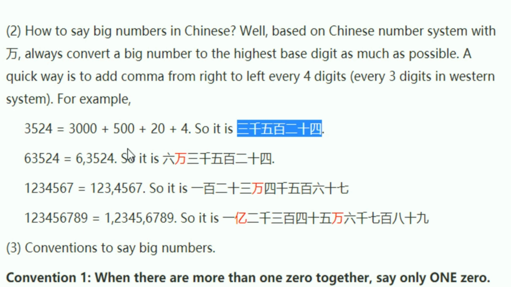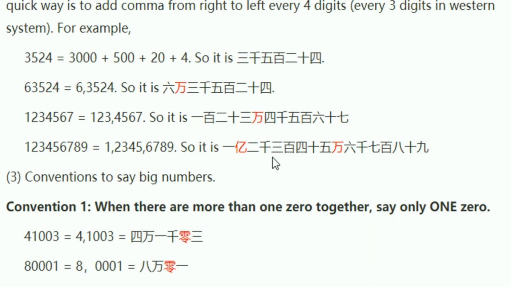But if you have more digits, a quick way to recognize the number is to count from right to left every 4 digits. Then you add a comma. In Western style, you count every 3 digits and add a comma. Now you add every 4 digits. So then you would say 6万3524. So let's do another one.